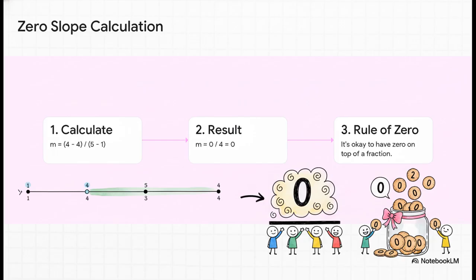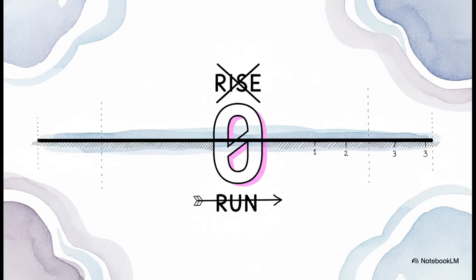So we end up with 0 divided by 4. And that's totally fine. Think about it. If you have 0 cookies to share with 4 friends, everybody's getting 0 cookies. It's a real answer. A slope of 0. That's it. And what does a line with a 0 slope look like? Well, it's perfectly flat, a horizontal line. It has zero rise. It's not going up or down at all.